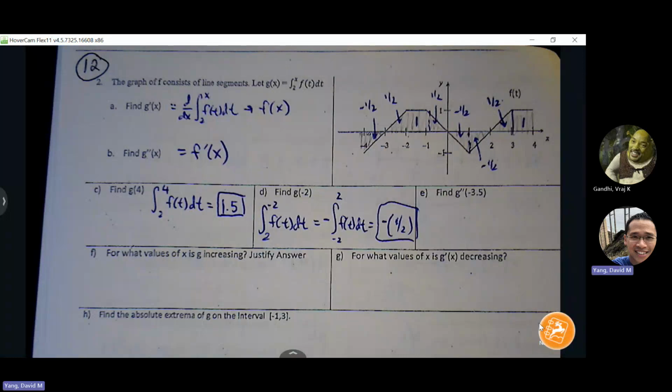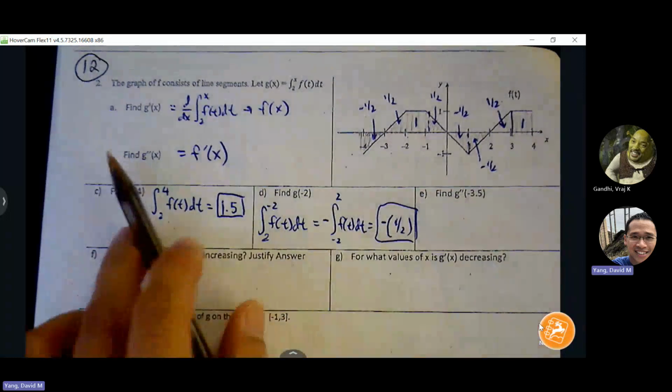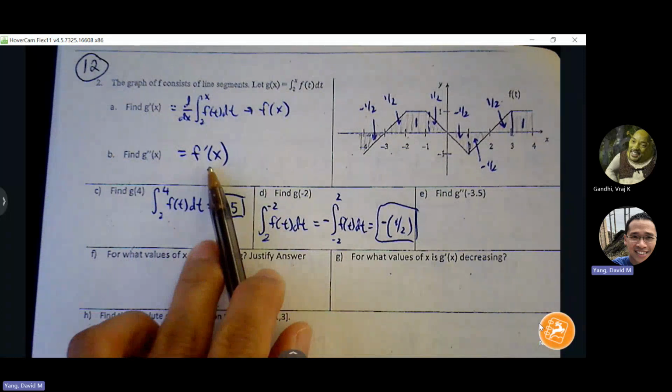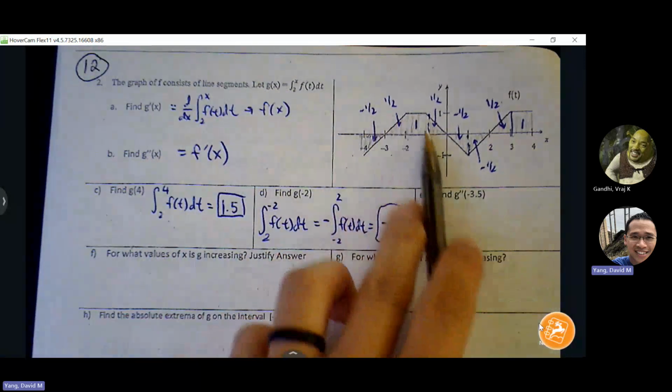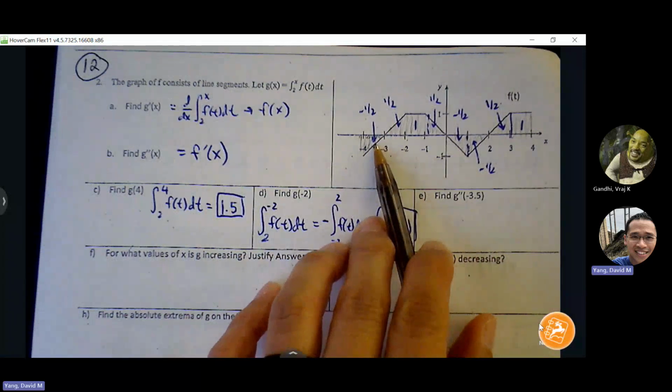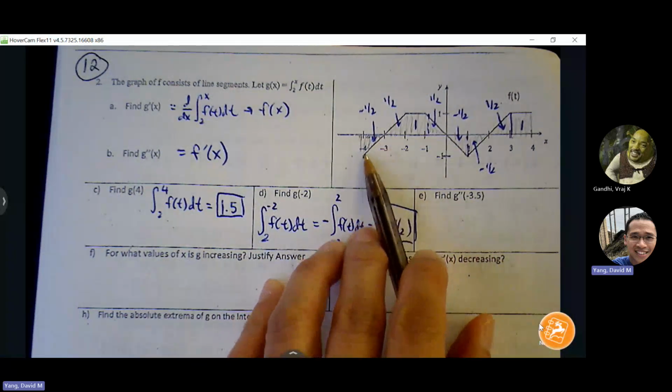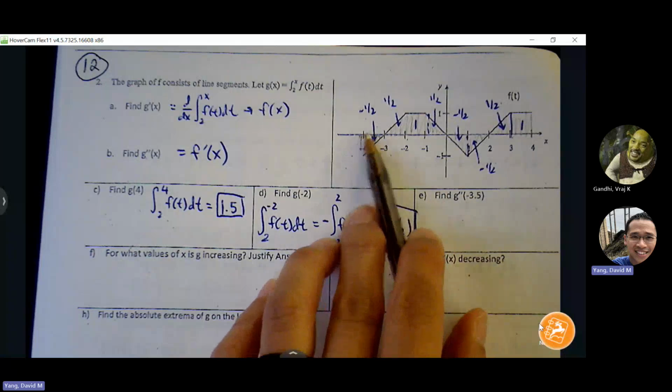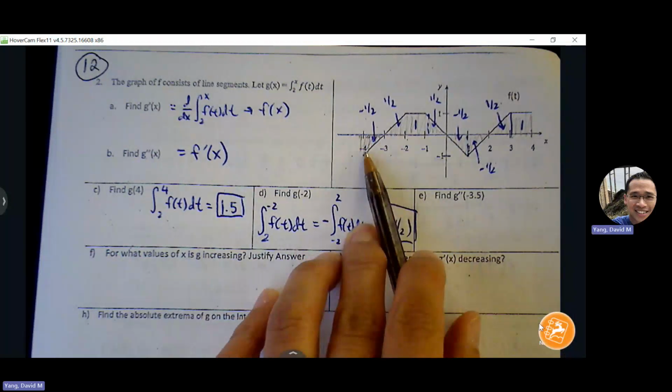Okay, it says find g double prime of -3.5. So g double prime is defined as f prime. F prime is just the slope of this graph. So -3.5 is here. So what is the slope of this line segment? The slope of this line segment is just up 1 over 1. Slope is +1.